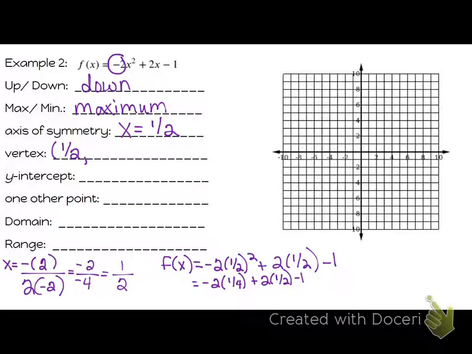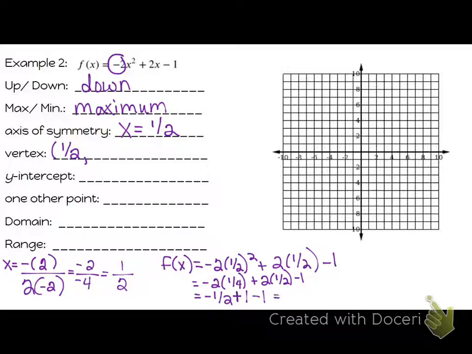Now we're going to take -2 times 1/4. What's -2 times 1/4? It's not -2. It's -1/2. Then what's 2 times half? 1. And then I bring down my -1.